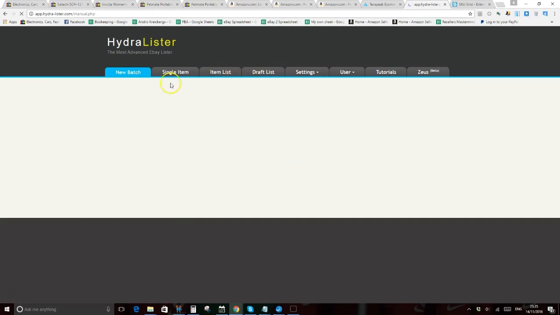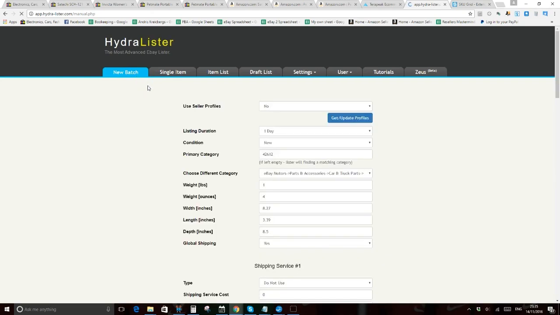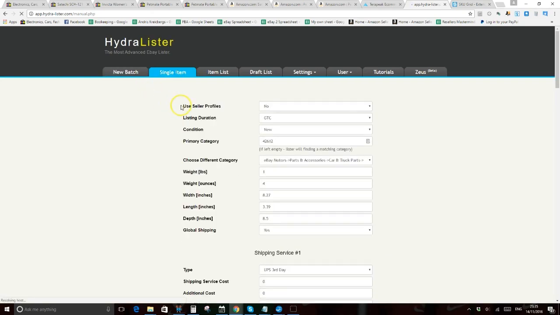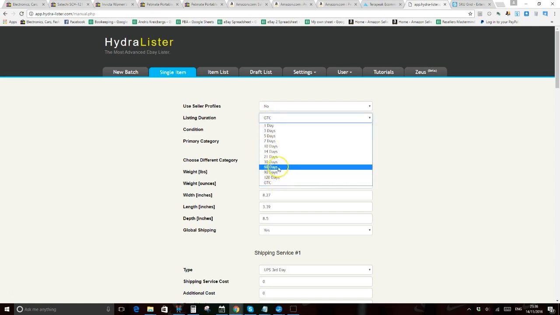Sometimes it says the brand is banned, or etc. I mean, whatever, but it didn't happen in this case. So listing duration, good till cancel. Okay, make sure it's good till cancel. All right, now scroll down.